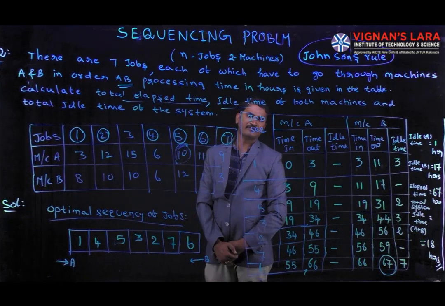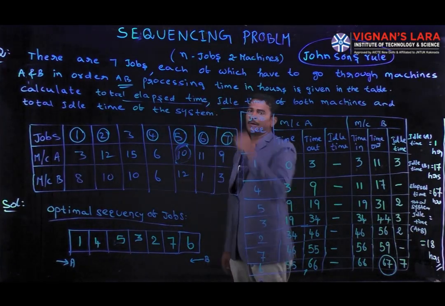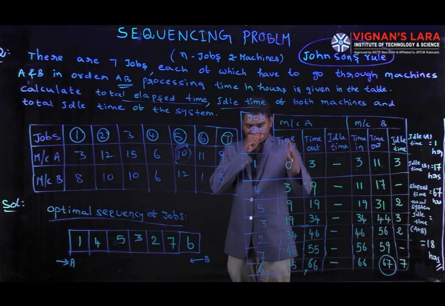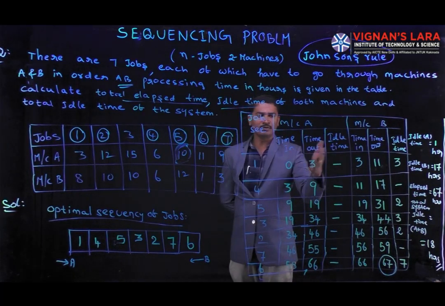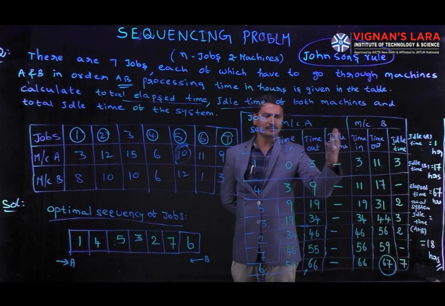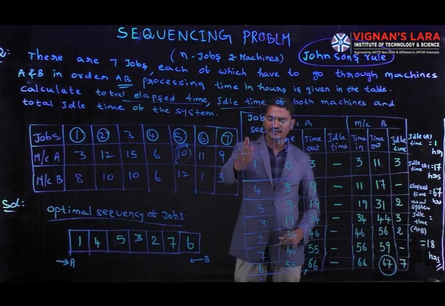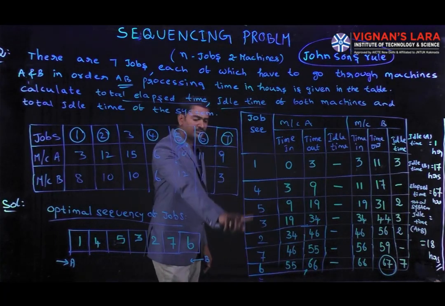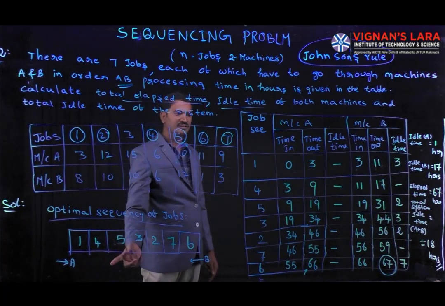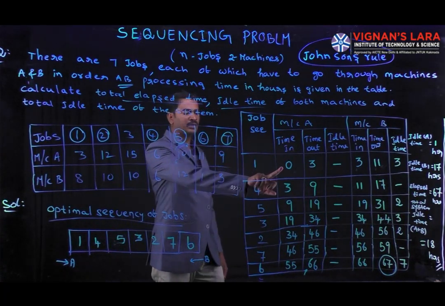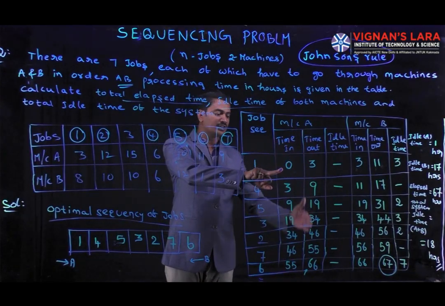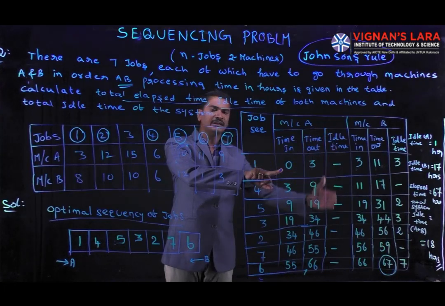After finding the optimal sequence, we are going to calculate the total elapsed time and total idle time. Here the time in, time out, and idle times we are going to calculate for both missions. First we take the job sequence. This job sequence we obtained from this optimal sequence. Next, the timing: here it is called the starting time of the mission, the job finishing time, and the waiting time of the mission.